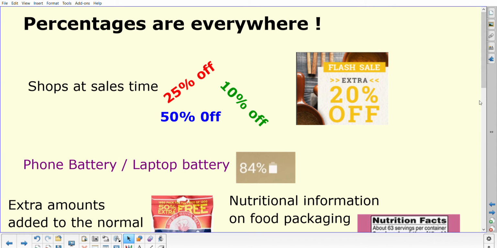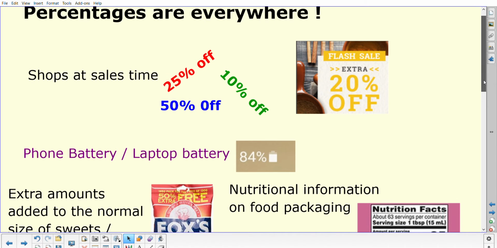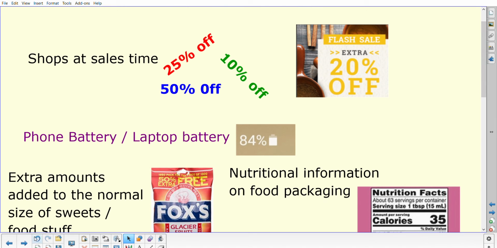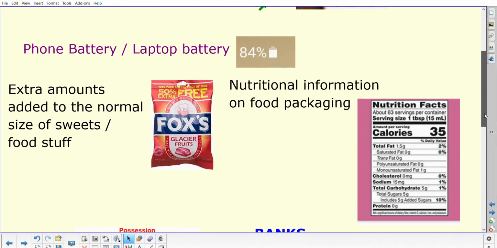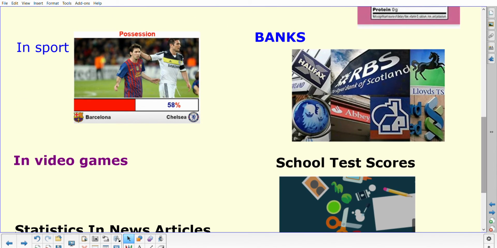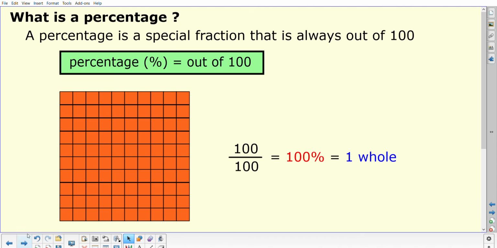In the previous lesson we spoke about why percentages are important, because they're everywhere: phone battery, shops at sale time, all that sort of thing. So lots and lots of places where percentages occur. So we really need to understand what this topic is about. It's an everyday life skill to work with percentages.